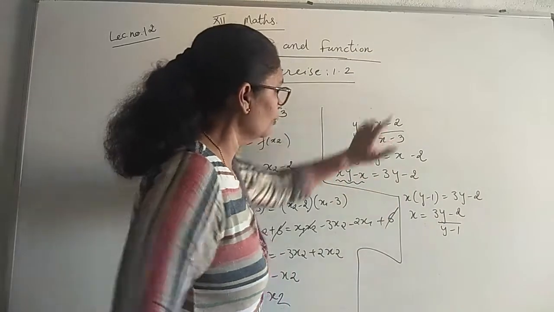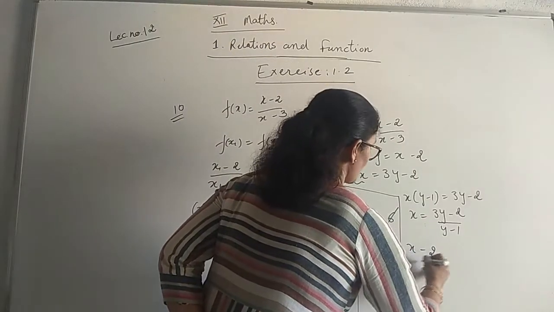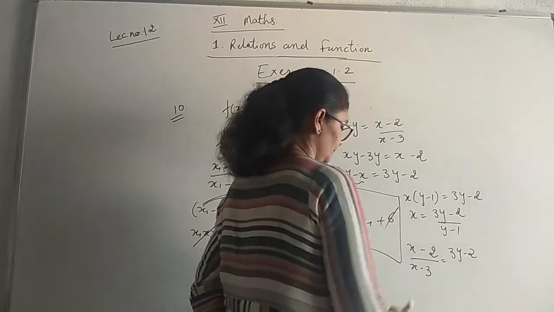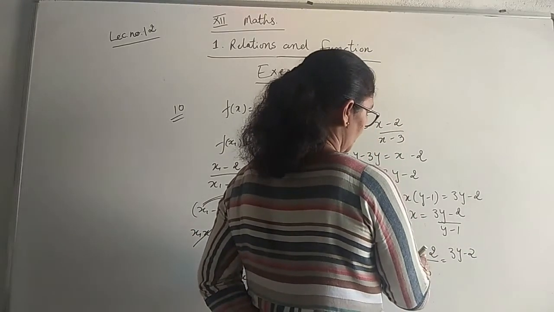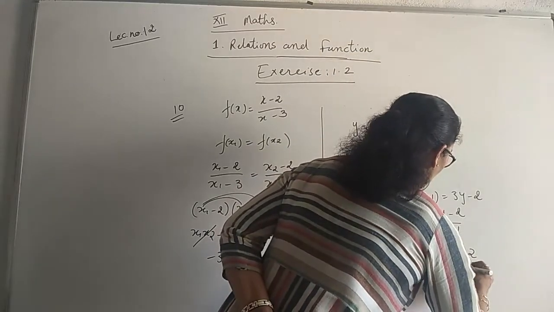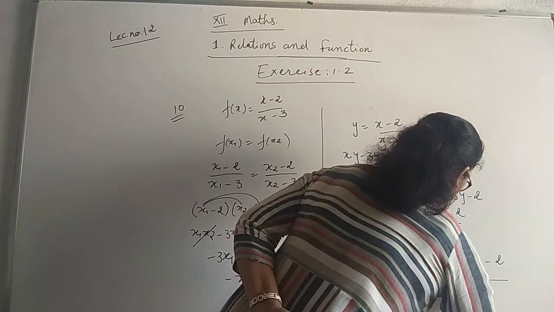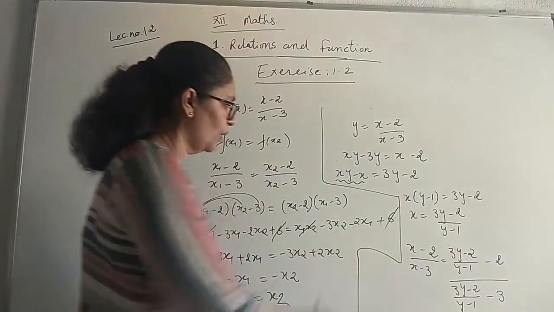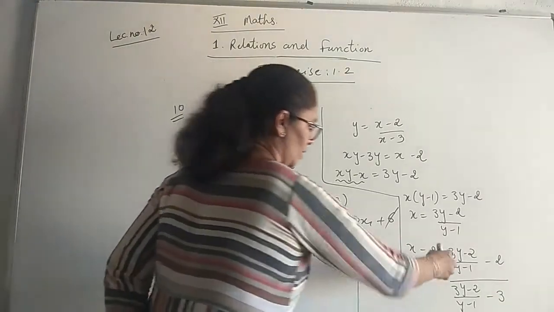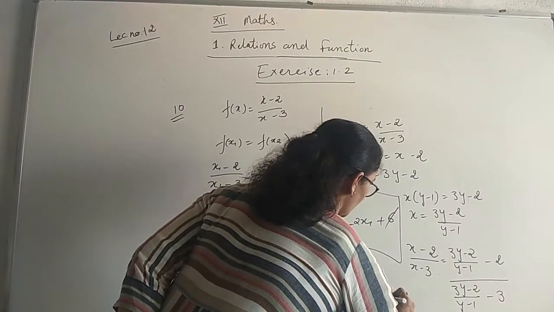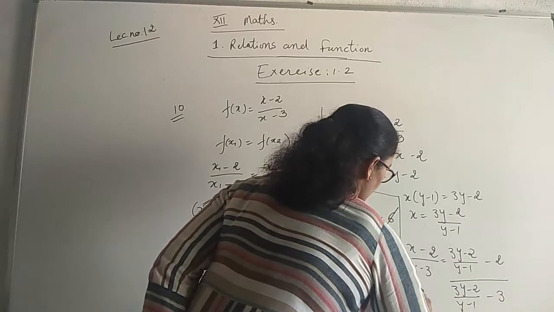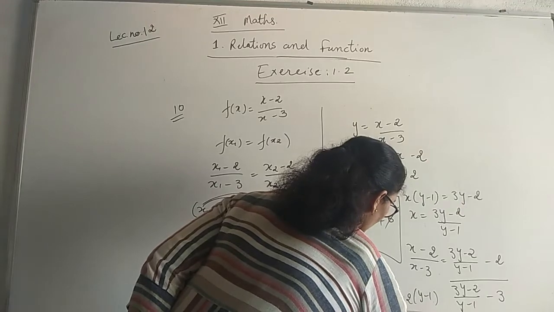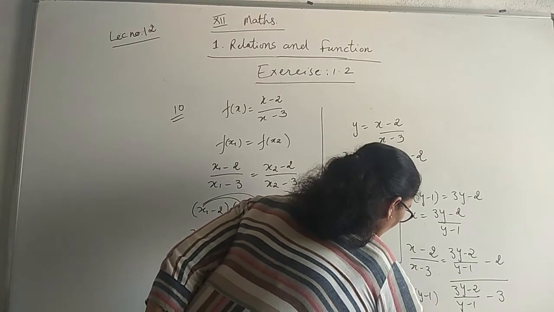Now the same thing we have to put here, in f(x) equal to (x minus 2) upon (x minus 3). So I can write (3y minus 2) upon (y minus 1) in place of x, minus 2, upon (3y minus 2) upon (y minus 1) minus 3. Now what is our next step? Take LCM. So (3y minus 2), then y minus 1 on this side, so minus 2 into (y minus 1). The denominator is the same in both, so we can cancel it. Then 3 into (y minus 1).